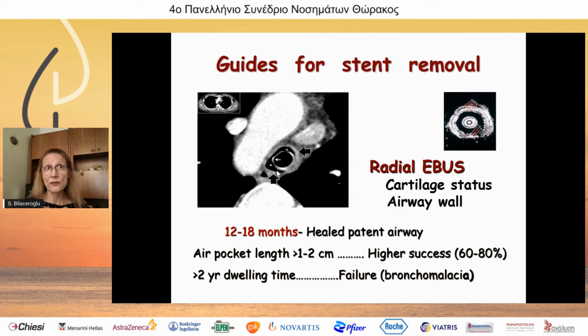If there is malacia in the airway, it means that the cartilage is ill, the cartilage is not working, and there can be collapse if we take the stent out. In these patients, the situation is not very good. Maybe stenting will be required longer, or other treatments may be required, like surgery and others.